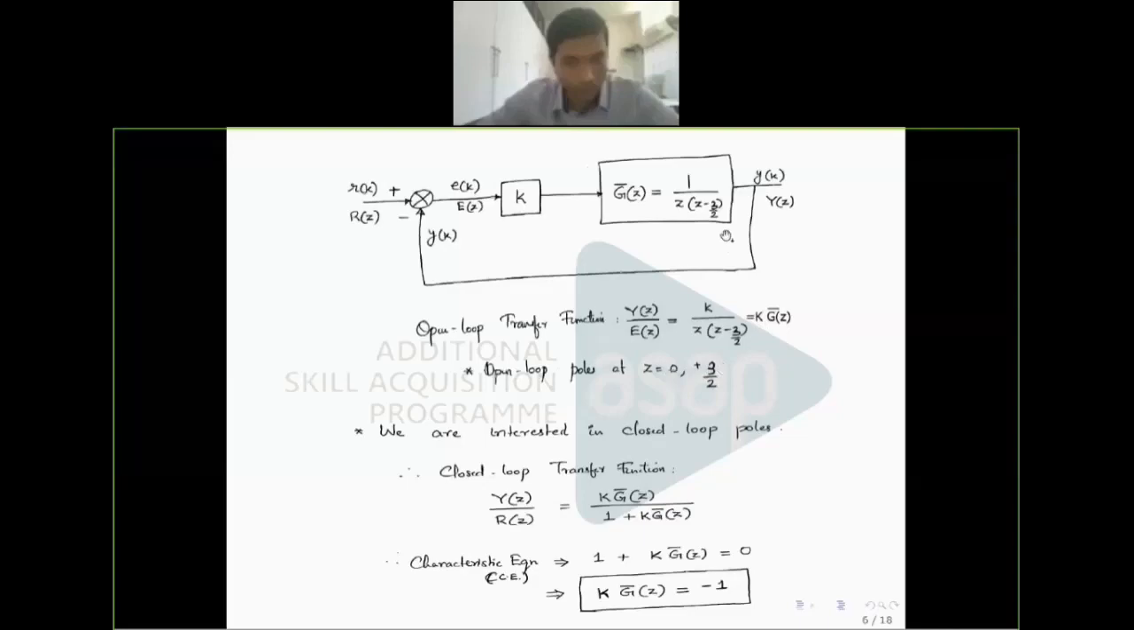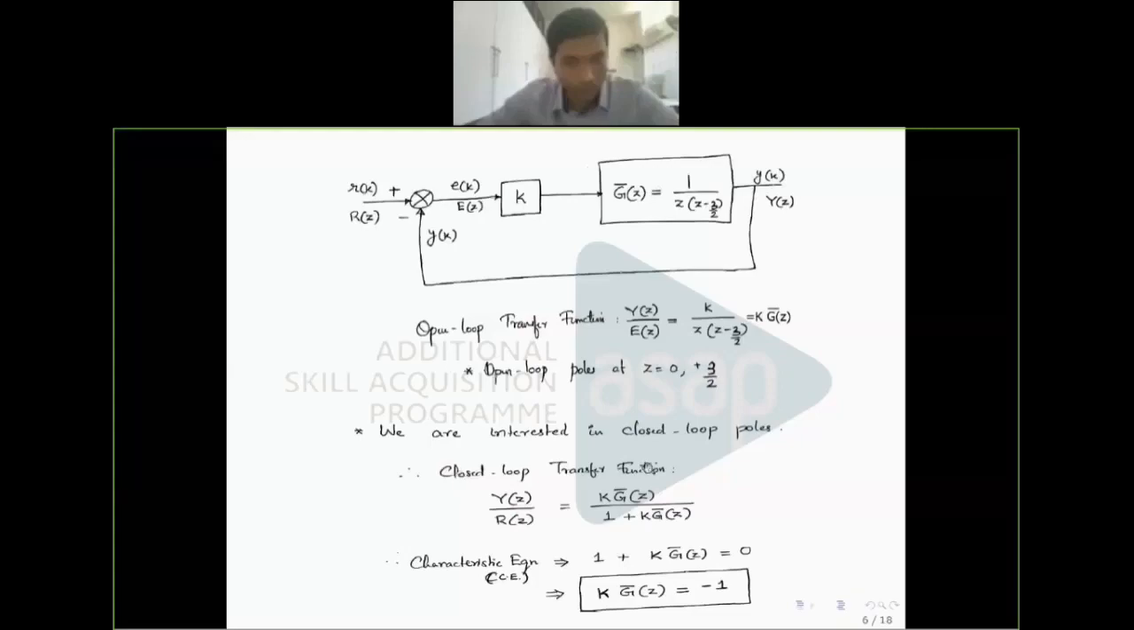The open loop transfer function is given by K into G bar Z, which is K by Z into Z minus 3 by 2. But we would like to know where the closed loop poles are, because that is basically the controller design, feedback control design. You are taking the feedback from the output, comparing with the reference, and that is given to the open loop transfer function, and you need to see where the poles of the closed loop system lie, so that you can say about the stability and performance and other factors. So we are particularly interested to know about closed loop poles and not about open loop poles.